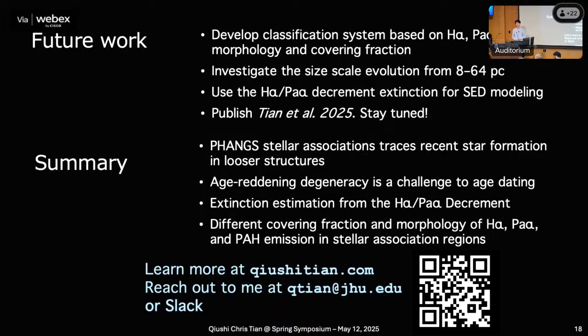Questions? Great talk. I had a question. So this is a very inclined galaxy. I was wondering how this impacts the completeness of your stellar association catalogs, for example, or do you correct for these inclination effects?